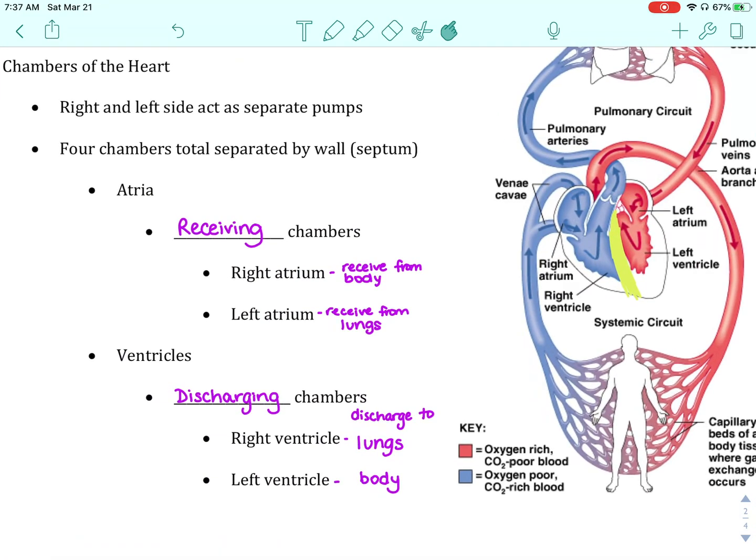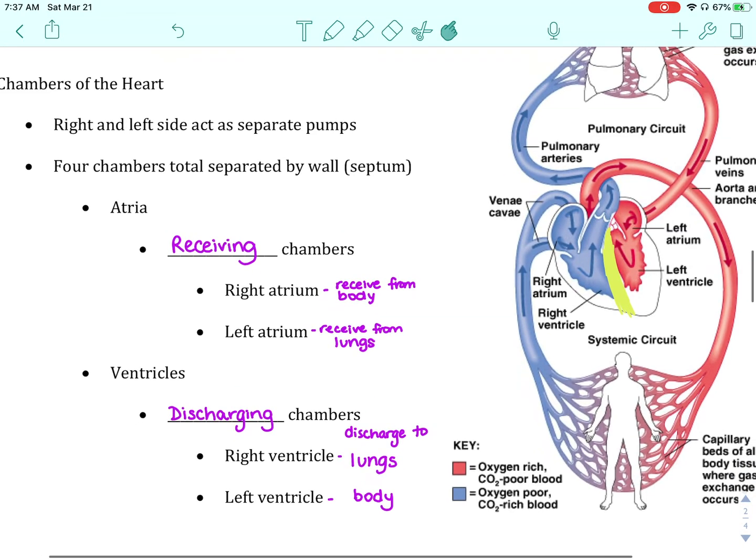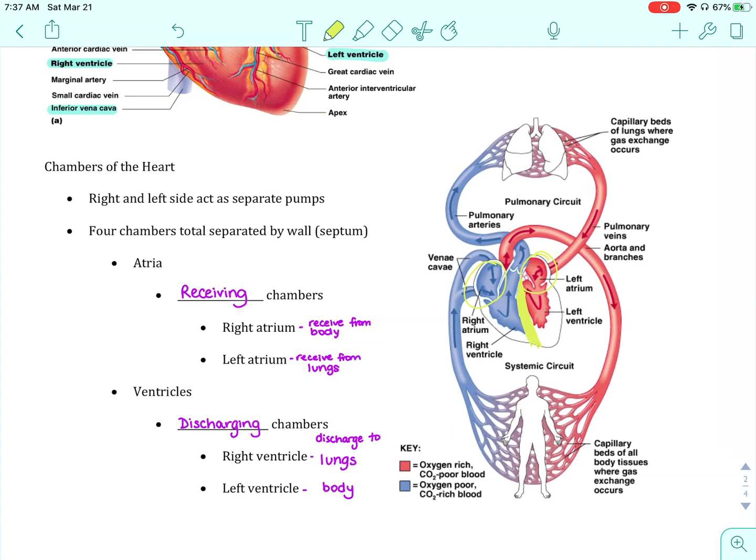So we have the atriums, like I said. The atria is plural, and those are the receiving chambers. The right atrium receives from the body, so right here. The left atrium receives from the lungs. The ventricles are considered the discharging chambers, so they discharge either to the lungs or the body, depending on which one it is.